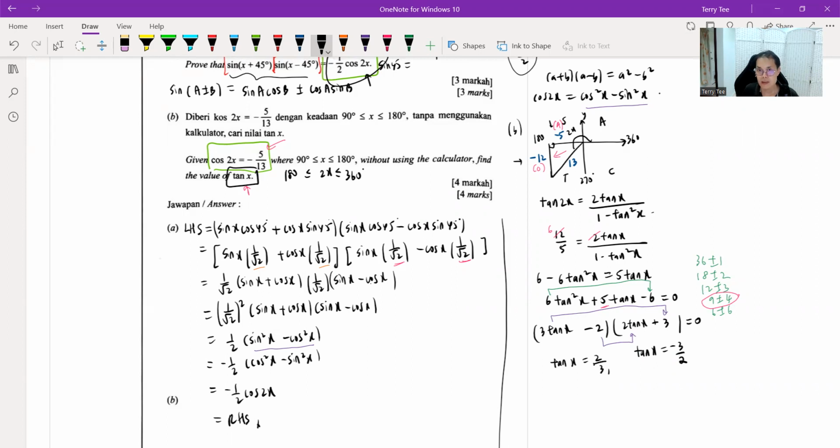Well, now we know x is between 90 and 180, so that means it's quadrant number 2. It has to be quadrant 2, 90 to 180. In quadrant 2, tangent is negative, so we can't take the positive value. We say it must be less than 0. Therefore, there's only one answer. Your tangent x is negative 3 over 2.